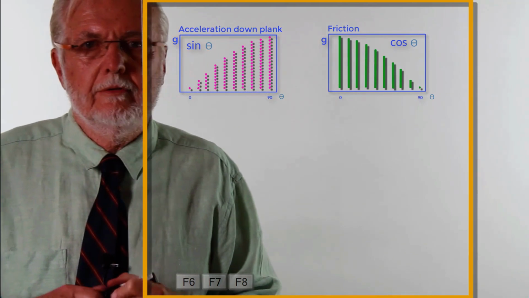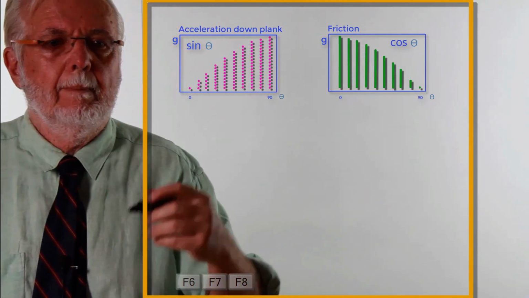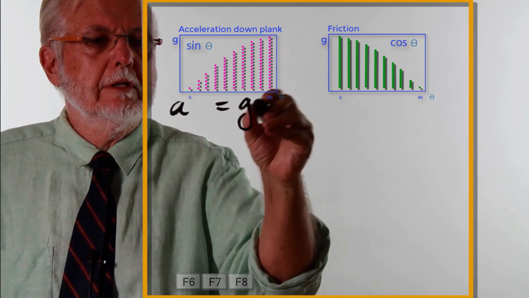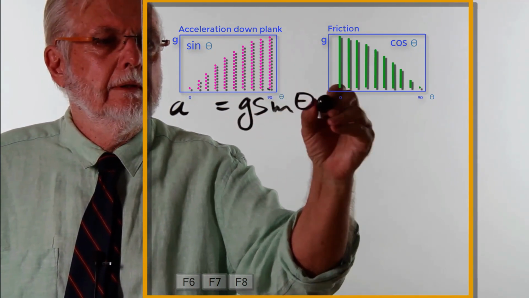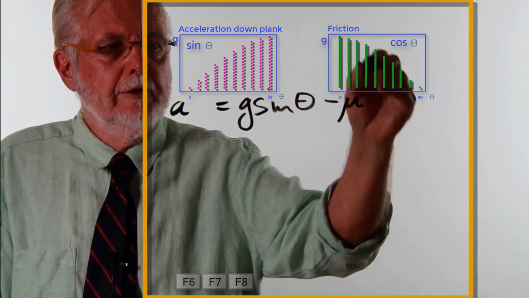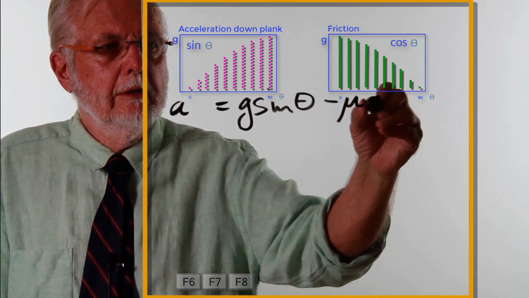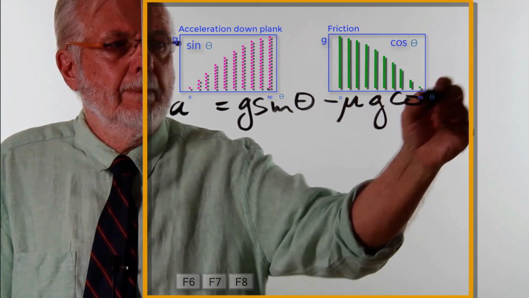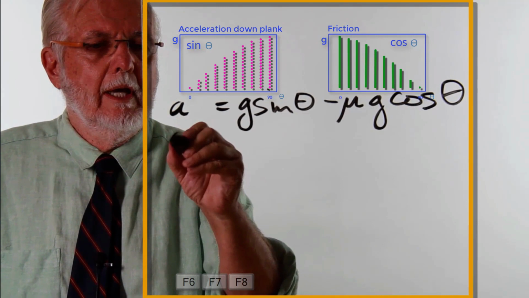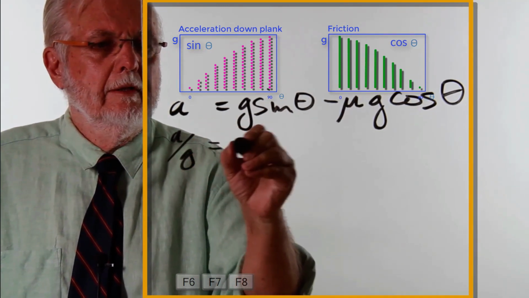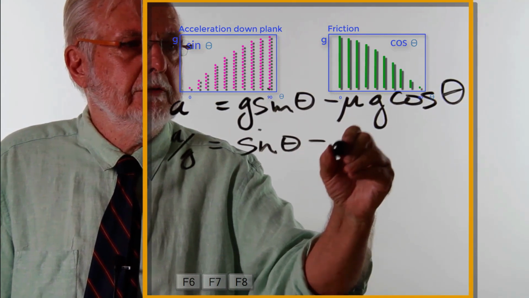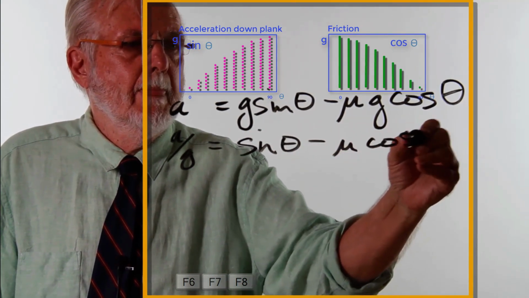We can make an equation for the acceleration down the plank. A is equal to g sine theta minus the friction, which is the coefficient of friction for wood on wood, U, times g cos theta. Tidying that up, we can say A on G is equal to sine theta minus U cos theta.